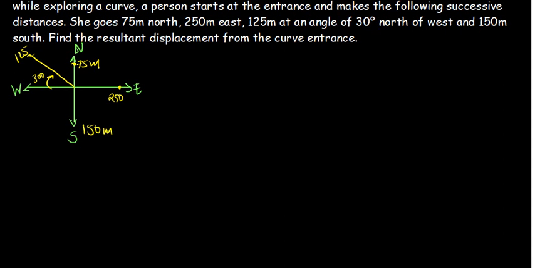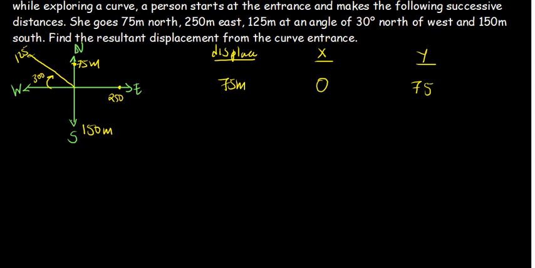Now we should be able to find the components of these displacements. So let me put a displacement here, the x component and the y component. Starting with the 75-meter displacement, you can see it is only on the north, meaning it doesn't have any x component. If you want, use 90 degrees. Cos 90 is 0, so 75 cos 90 will give you 0. And then sin 90 is 1, so the y component will just be 75.